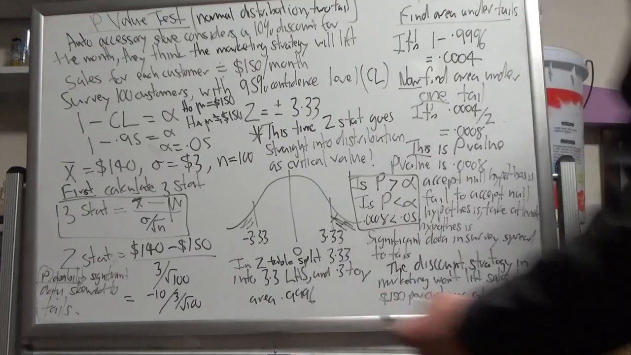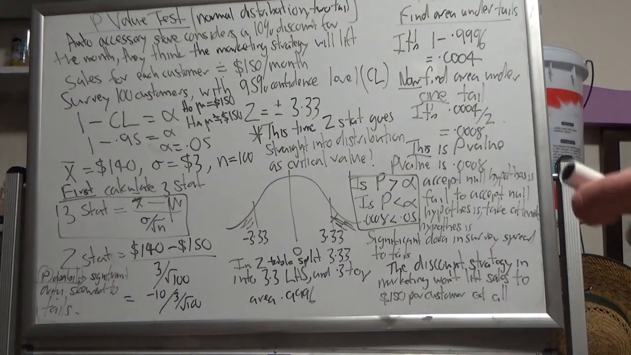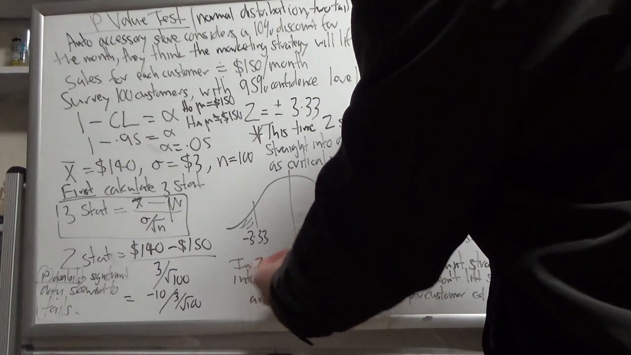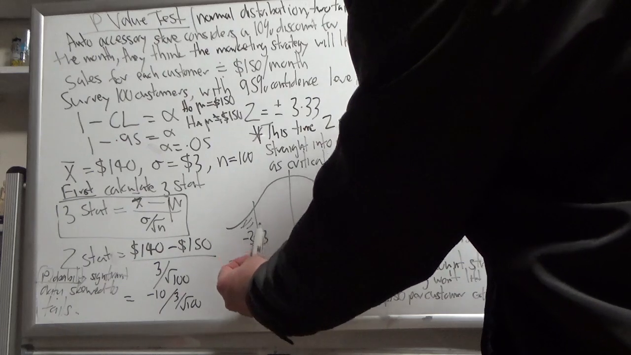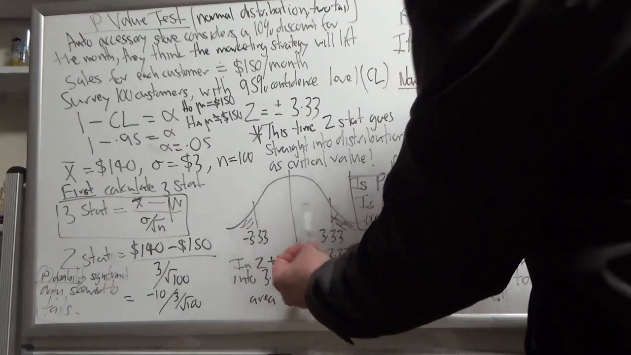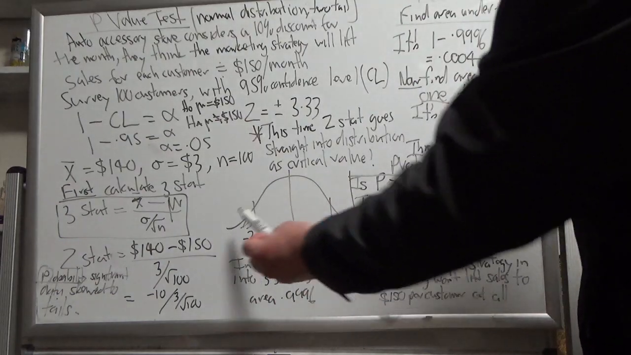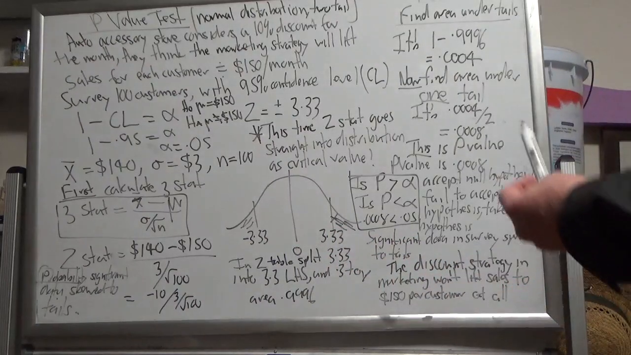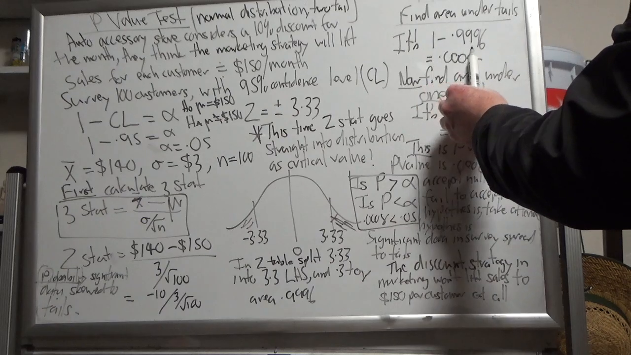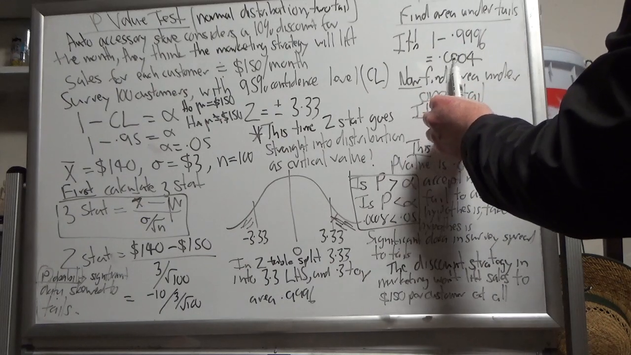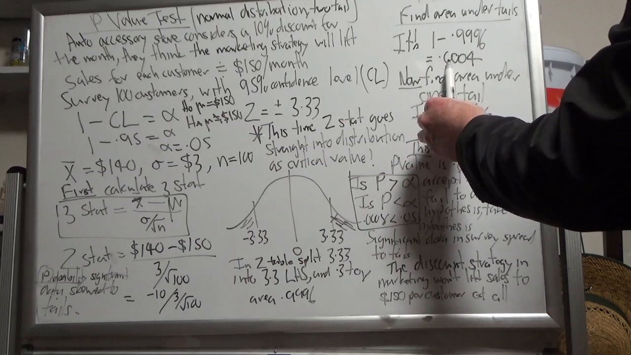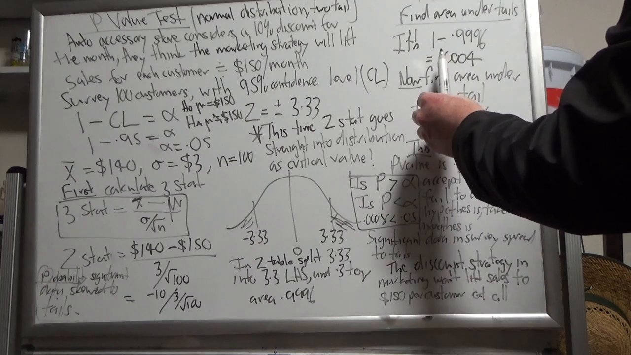We start with the area under the curve there, which is in the middle range between those confidence intervals. So that area, 0.9996, is between there and there. Now we have to find the area under the tails to get the p-value. So the first step is 1 minus 0.9996 equals 0.0004.